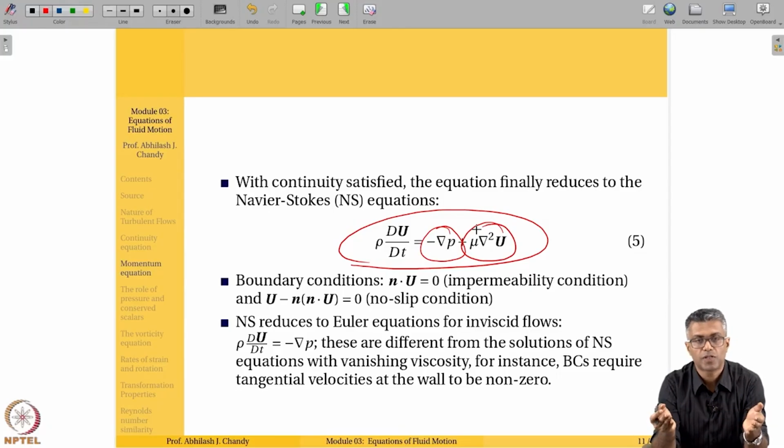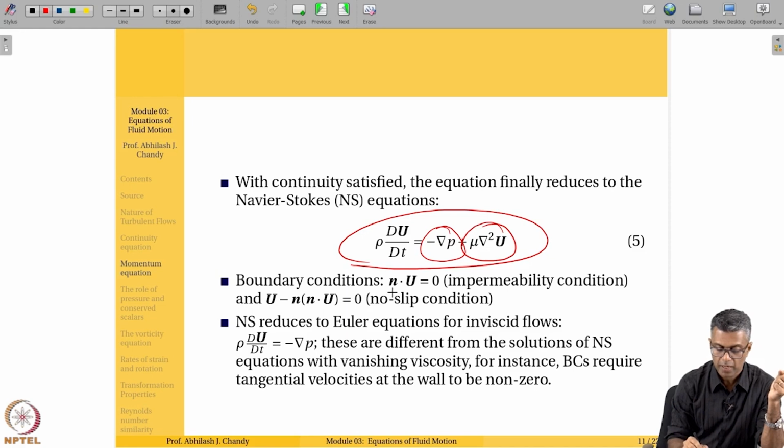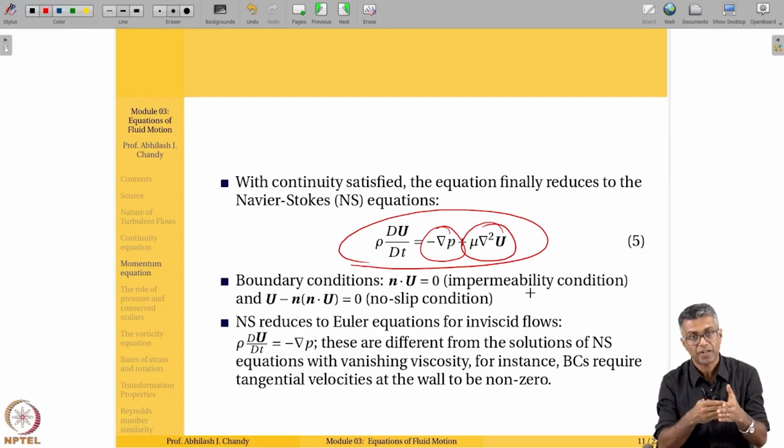So in order to solve this equation, we will need boundary conditions as well. And so the boundary conditions would be n dot u is equal to 0. That would be the impermeability condition. So nothing can penetrate. n dot u would be equal to 0.